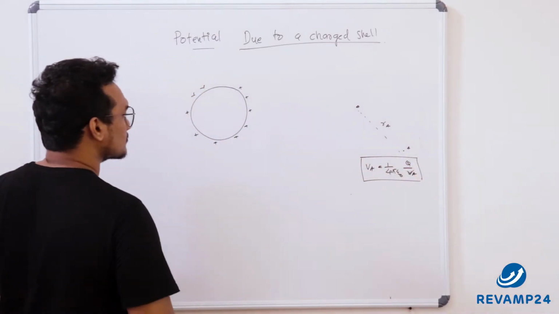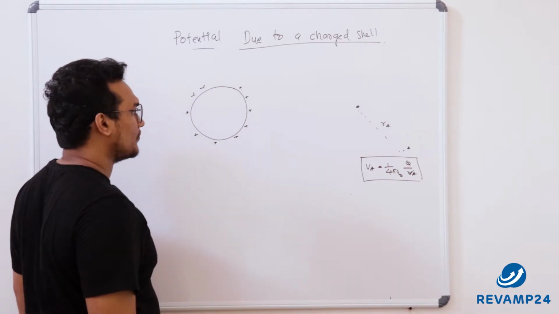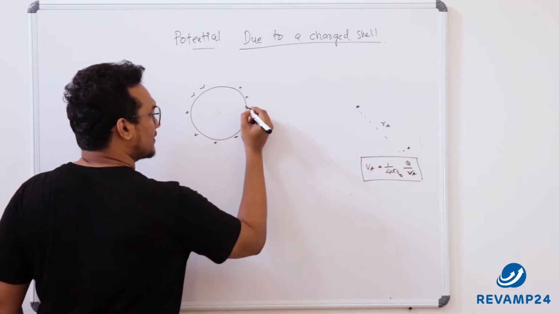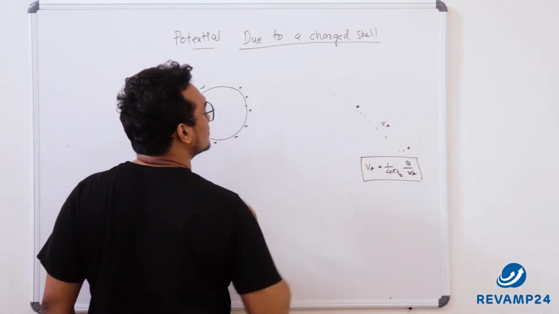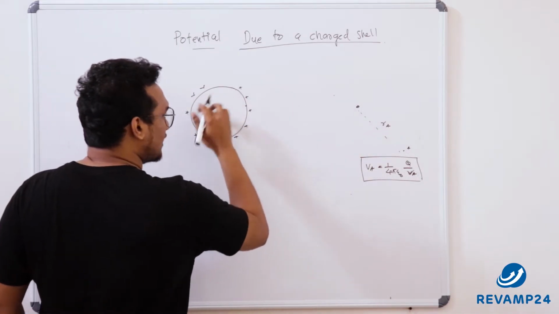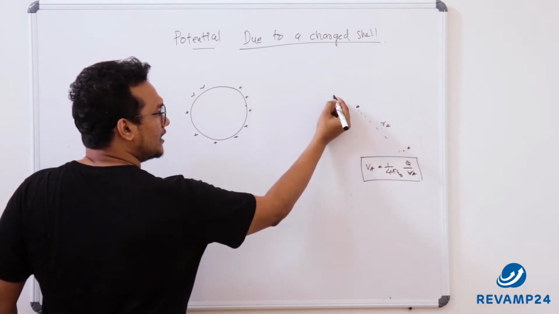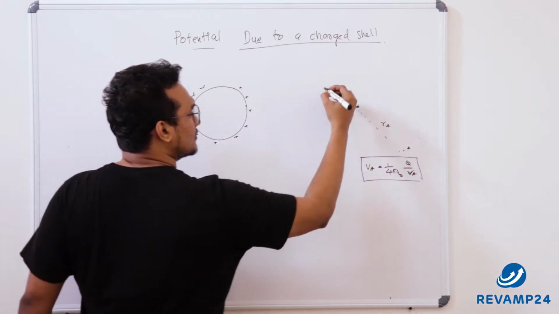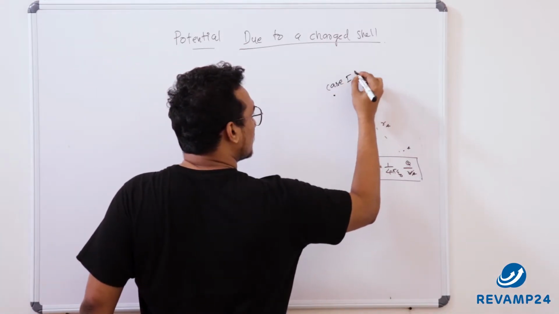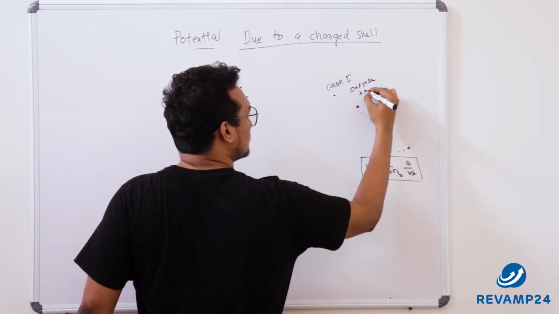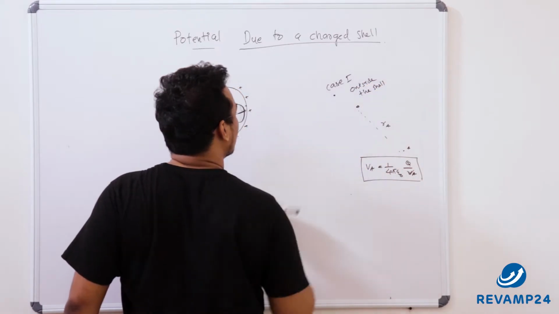Now, this is a shell. We have 3 different positions. One is this one, another one is this one, and another one is this one. So case 1, any point outside the shell. So case 1, outside the shell. This is very important.